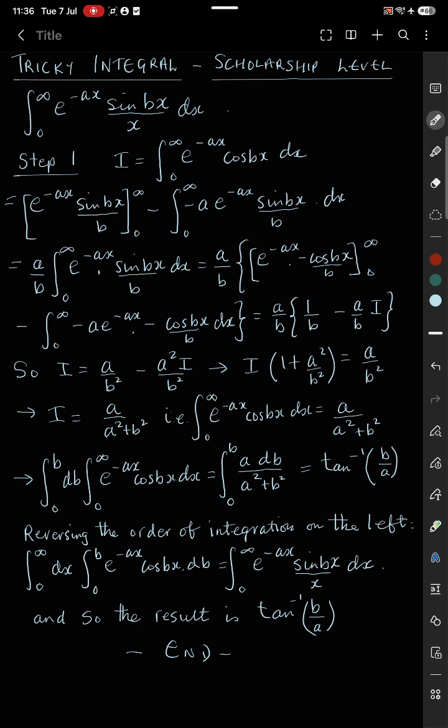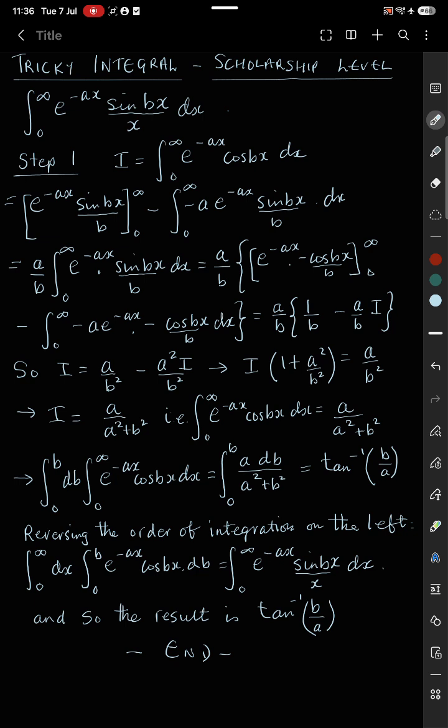And getting all the I's onto one side, we have I bracket 1 plus a squared over b squared equals a over b squared, which means I equals a over a squared plus b squared. So in other words, the integral of e to the minus ax cos bx dx between the limits 0 and infinity is a over a squared plus b squared.